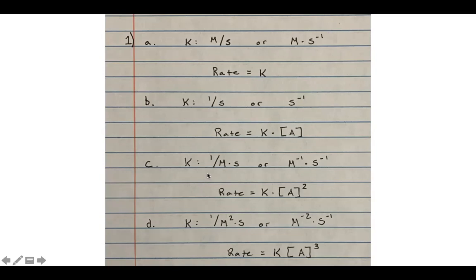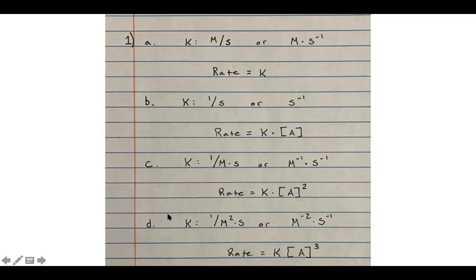Okay. C, a second order reaction. This is an example of a second order reaction: rate equals K times concentration of A squared. Again, rate needs to be molar per second. The concentration of A is squared, so the units associated with that would be molar squared. And so you're asking yourself, what times molar squared will give me molar per second? Your units of K here should be 1 over molar times seconds, or you can write this as molar to the negative first times seconds to the negative first.